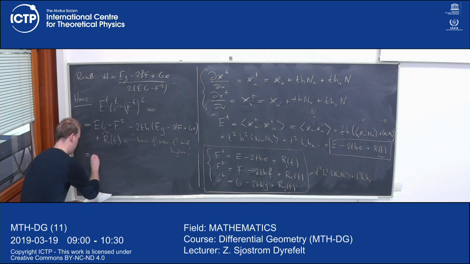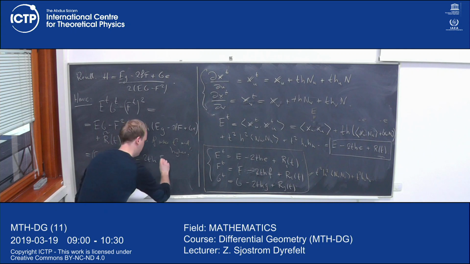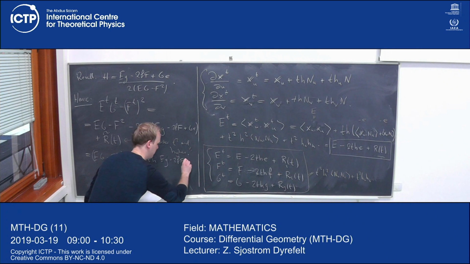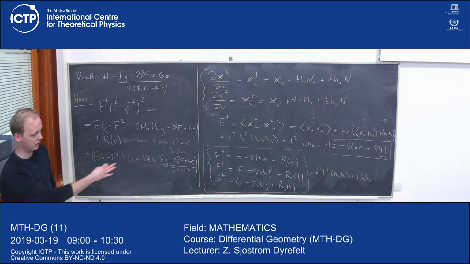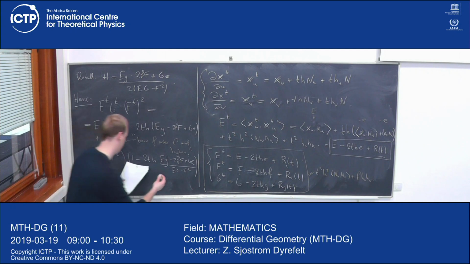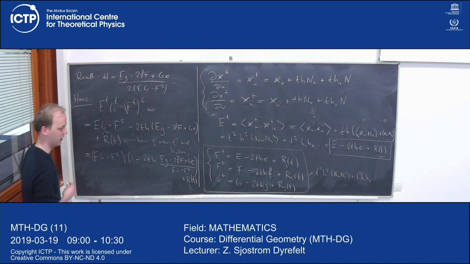So what you get is EG minus f squared times 1 minus 2th, minus 2ff plus GE, divided by EG minus f squared. Okay, you get this expression. If you just plus, of course, always this plus r tilde t. Okay, so this remainder is just always there.